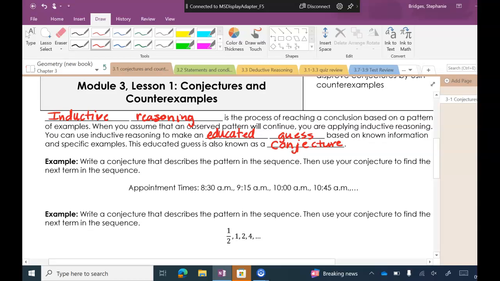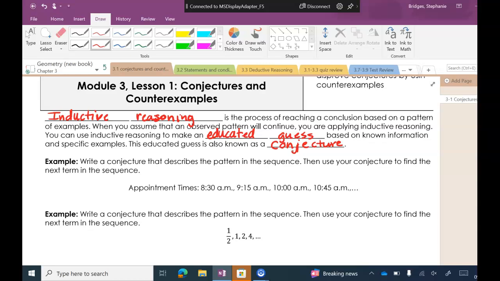Now, some of us are really good with patterns, and some of us struggle a little bit. Sometimes I can get it just like that. Sometimes I have to stare at it for a minute to be able to figure out what that pattern is. Okay? So, for that first example, it says, write a conjecture that describes the pattern in the sequence. Then use your conjecture to find the next term in the sequence.